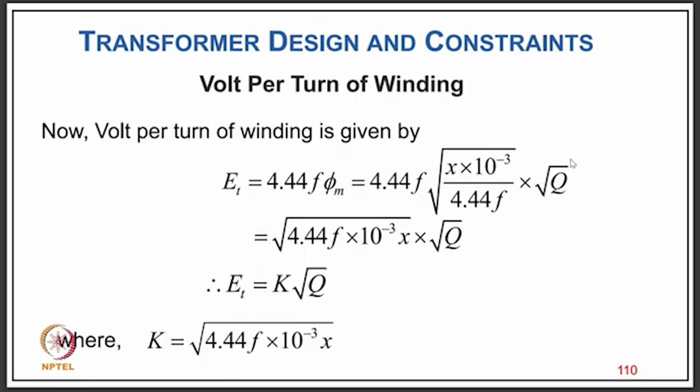Now we can relate between ET and Q. So ET becomes 4.44 F φm, which is 4.44 F root X × 10^-3 divided by 4.44 F into root Q, or equal to root of 4.44 F × 10^-3 X into root Q. So ET is equal to K into root Q, where K is root of 4.44 F × 10^-3 × X. This gives a relation between the volt per turn and the kVA rating.